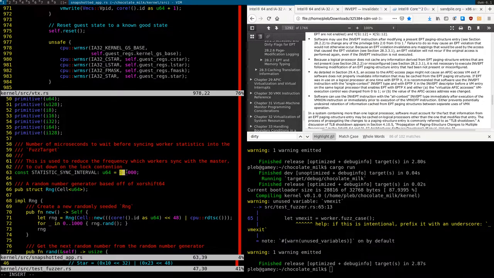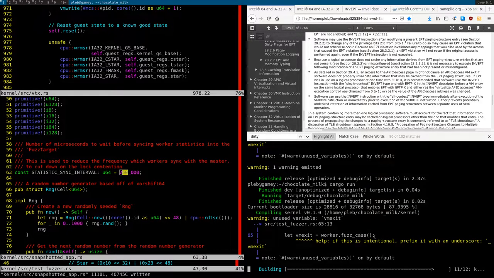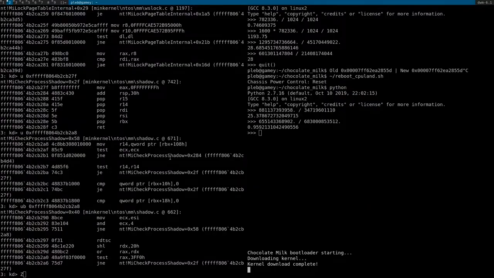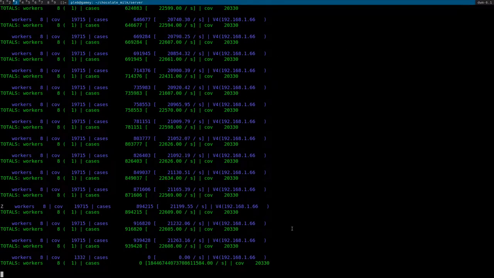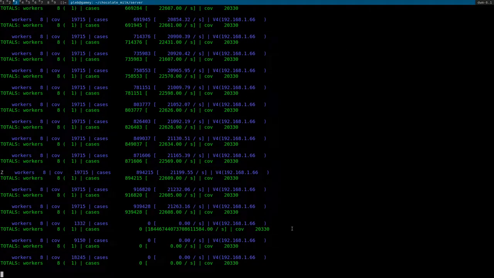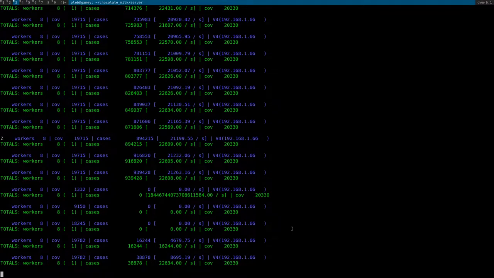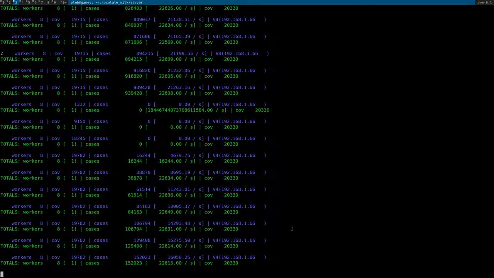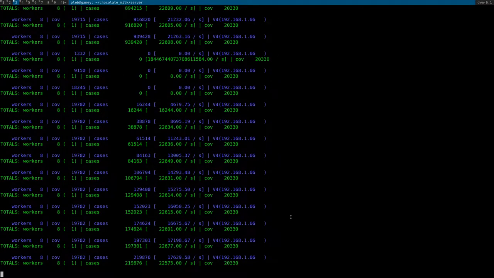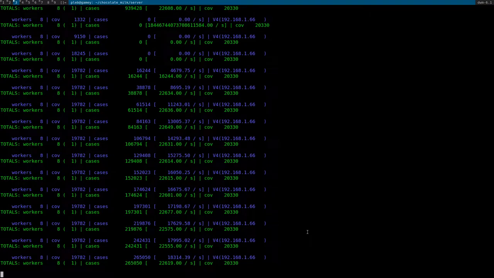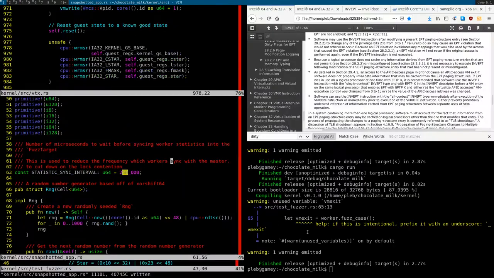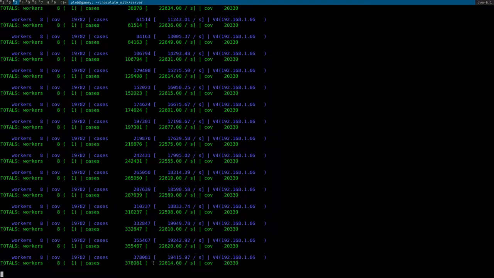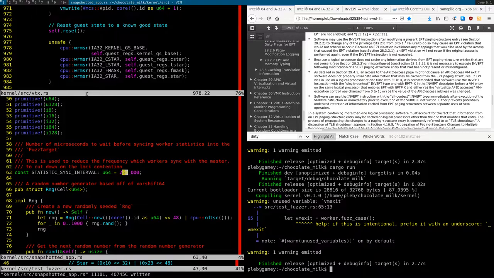Okay, so let's set this to 250. So only 250 millis is our sync rate. Okay, reset. First fuzz case complete, and they're running. That really didn't have an effect on the perf. Not too surprised. I'm on a local network, so the latency of UDP is pretty low here. Okay, so this is 22,600 per second. Now let's see what it is on a single core.